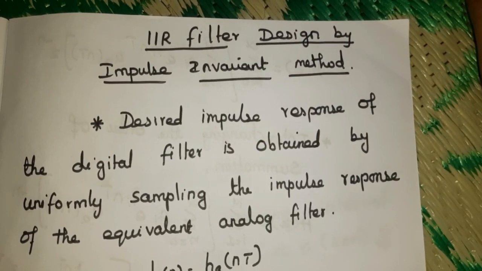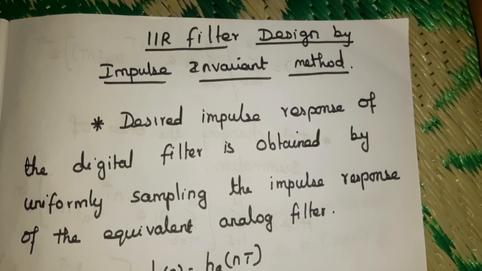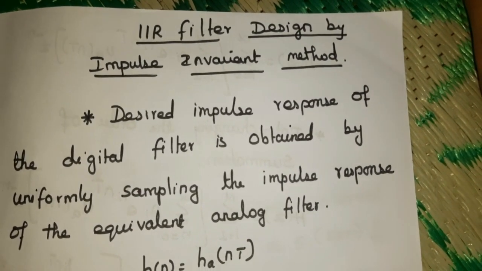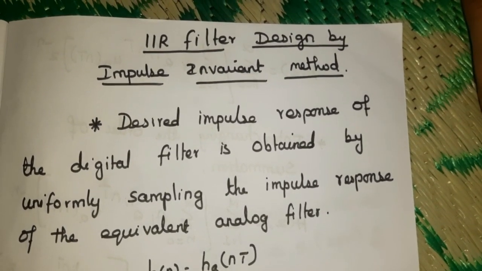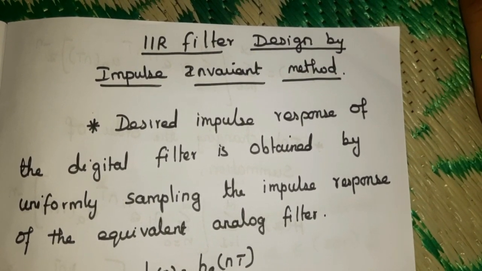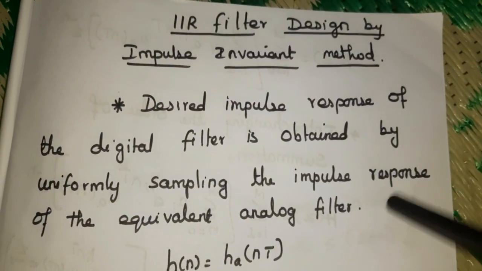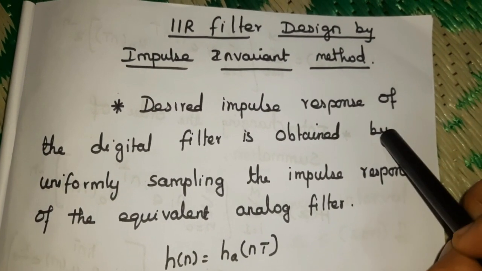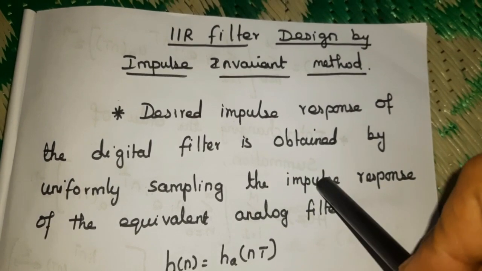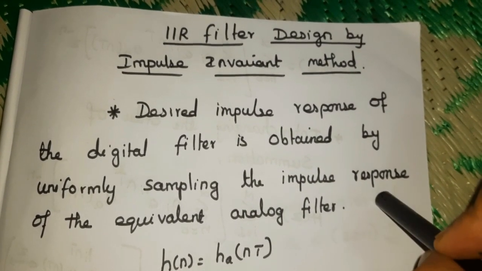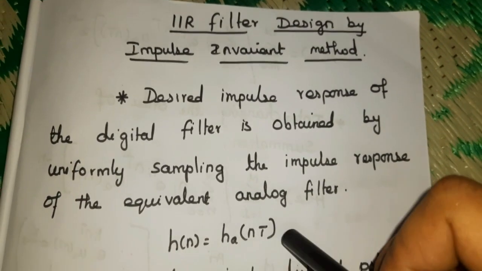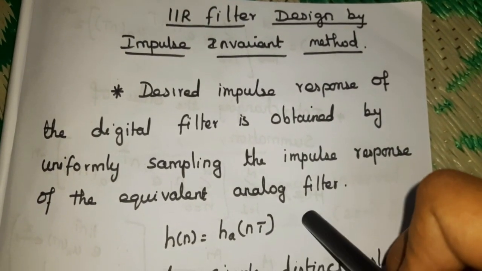In our last IIR filter video, we discussed filter design using approximation of derivatives, and in this video we are going to see the IIR filter design by the impulse invariant method. Here we will get the desired impulse response of the digital filter by sampling the impulse response of the equivalent analog filter uniformly. So it means h of n is equal to h of nT.